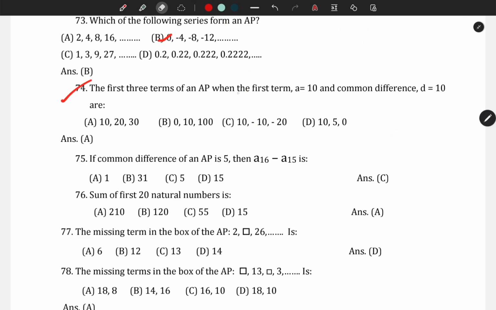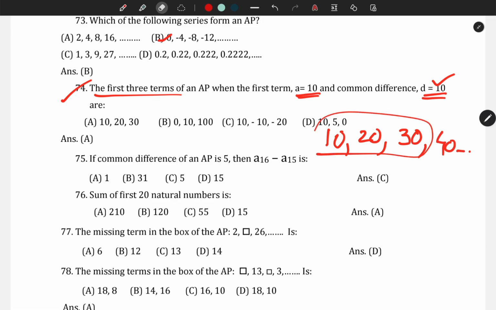Question 74. The first term of an AP is 10. Common difference is 10. Then we have to find the first three terms. So the first term is 10 and the common difference is 10. That means it is increasing by 10. So 10 plus 10 is 20. Then again increasing by 10. 20 plus 10 is 30. Then it will be 40 and 50 and so on. Since we need to find the first three terms, the first three terms are 10, 20 and 30.